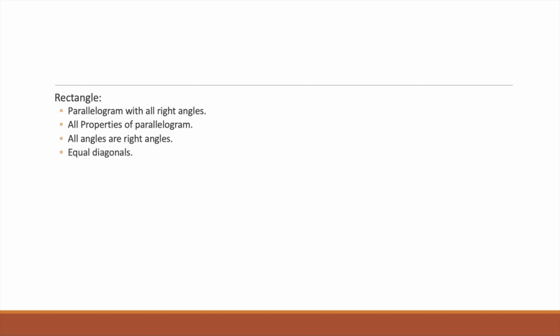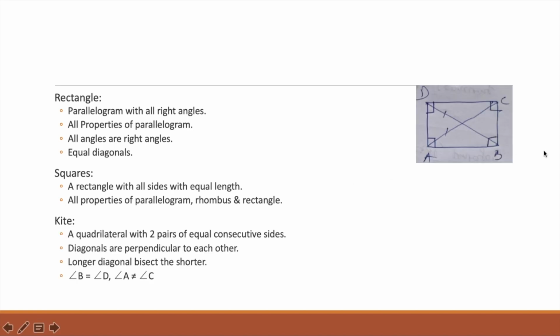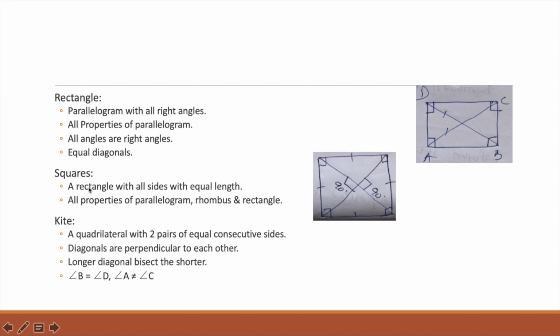Now let's see what a rectangle looks like. This is a rectangle which is conforming to the upper points: a parallelogram, all right angles and equal diagonals. Next one is a square. How does it look like? All sides equal, all the properties of parallelogram, rhombus and rectangle. So the equal sides, 90 degrees here. Like a rhombus, diagonals are perpendicular to each other, and they bisect each other.